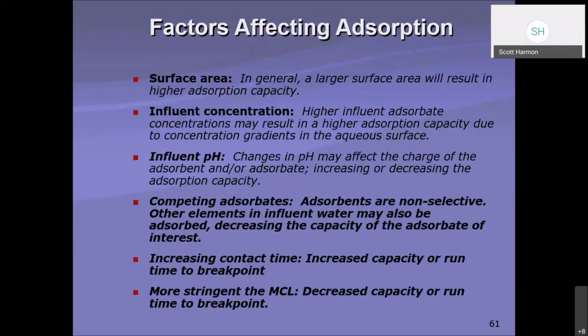Competing absorbents, non-selective other elements in influent water, may also be absorbed, decreasing the capacity for the absorbate of interest. In most cases, we're talking about iron and manganese because they have similar properties to arsenic. So that could be, and will be, a competing absorbent for your filter media.